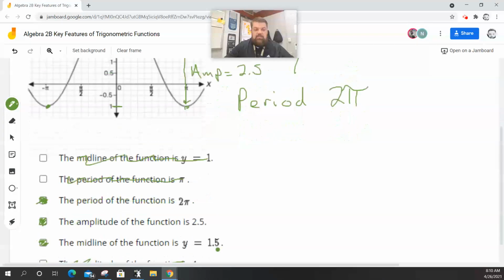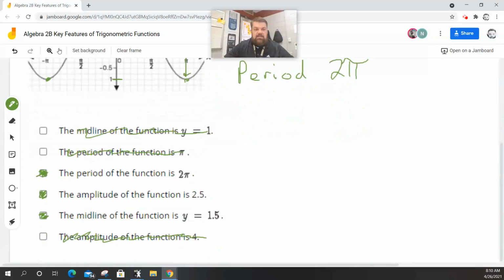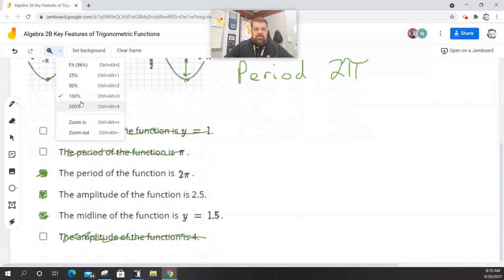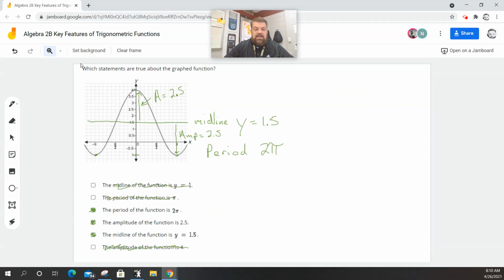So the period of this thing is 2 pi. Let me zoom out so we can see the whole thing. The period of this thing is 2 pi. The amplitude is 2.5, because from the midline, which is y equals 1.5, to the peak is 2.5 units. From here to here is 2.5 units. And then, like I said, the midline is 1.5. And that is it for that one.